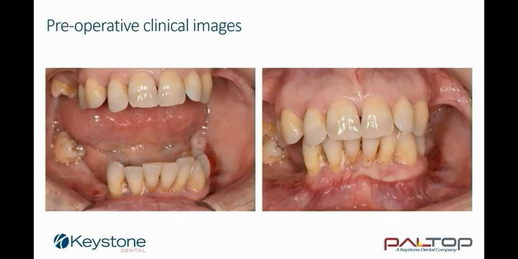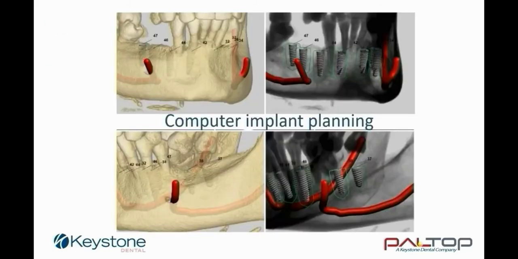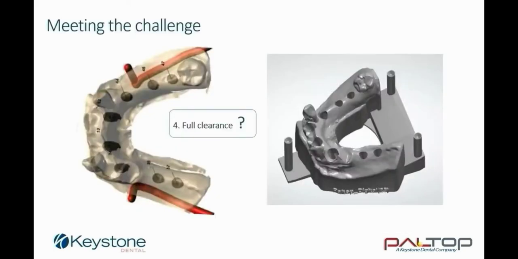Here we see the preoperative clinical images. Computer planning of the implants is completed in compliance with the prescription form. Now that the computer-guided implant planning is complete, it becomes clear that the surgical guide can seat on tooth 48, 43, 33, and the retromolar pad on the left side of the jaw. So we've been able to meet the challenge and indeed offer a two-supported guide even though the case is designated for full clearance.